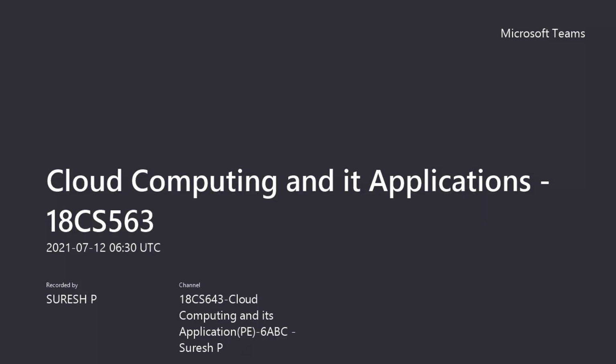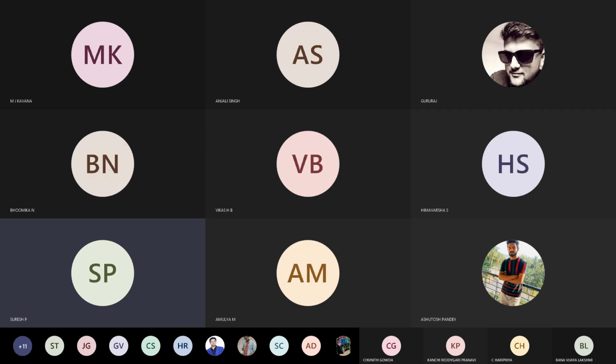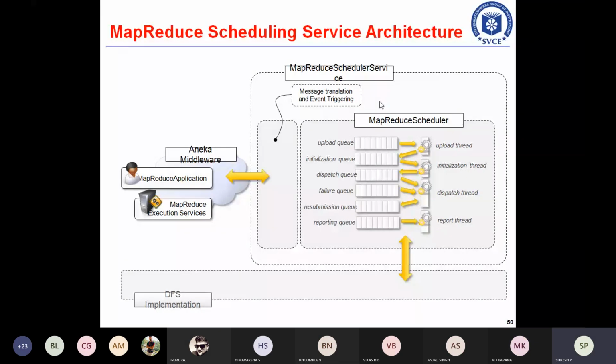MapReduce scheduling service architecture. The MapReduce runtime support for the execution of a MapReduce job is constituted by a collection of different services, mainly dealing with the scheduling and the execution of MapReduce tasks. Now what these MapReduce services are going to have is going to be discussed in today's class.